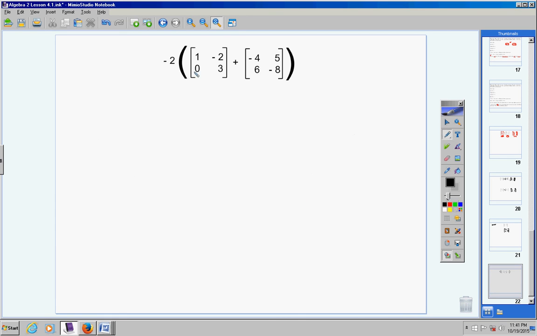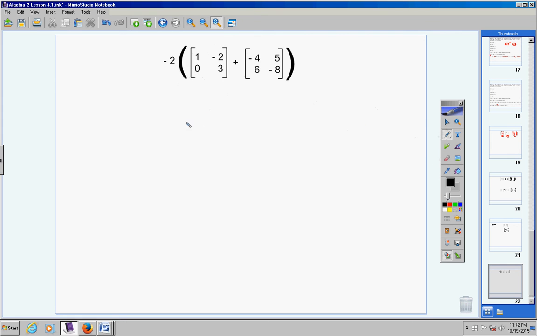You are more than welcome to add these 2 matrices together first and get one matrix, and then bring down your negative 2 and multiply it through. Or if you want, you can take this negative 2 and multiply it through times every single entry in both matrices. Now for me, that's a lot more work. I do not recommend you do that, but you can. I am not going to work it out for you that way because it's pretty unorthodox. But just so you have an understanding of matrices, you could do that.